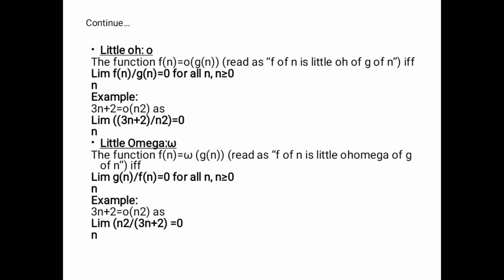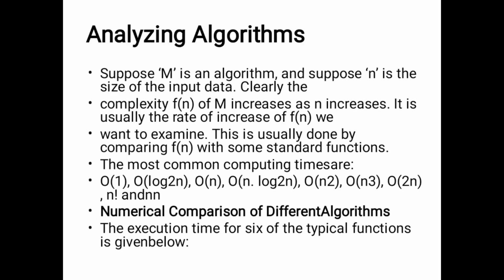Next one is little omega notation. Little omega notation is different. This is the last one, little omega notation. The function f of n equals little omega of g of n if the limit of g of n by f of n equals 0 for all n greater than or equal to 0. For example, we take 3n plus 2 and little omega of 3n square. Here we get the value as 0. These are the notations.